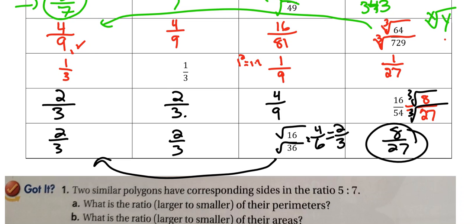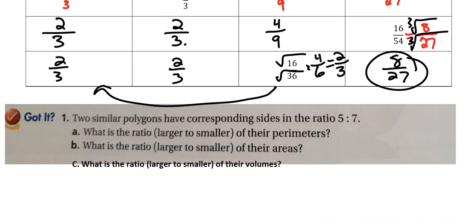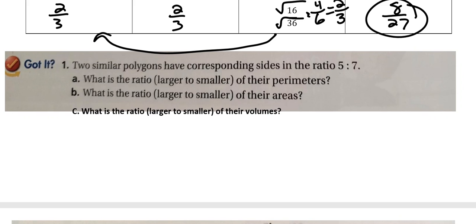All right, so the next few things we're going to do is just look at some examples as to how these ratios would be applied. Alrighty, so for the first example here, it says two similar polygons have corresponding sides in the ratio of 5:7. What is the ratio large to small? That's important, so make sure you always check that. If it doesn't say in a problem, then obviously it doesn't matter. But if it specifically says like small to big or big to small, you need to make sure you're following the request. All right, so what is the ratio of the larger to the smaller of their perimeters?